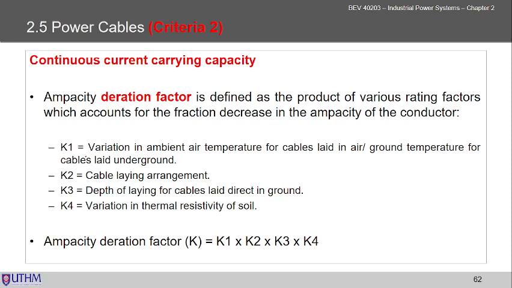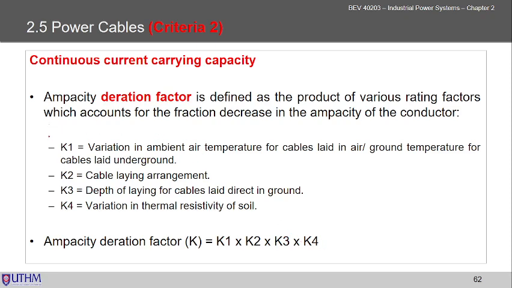Basically K1 and K2 are applicable for all installations, including in air or in the ground. K3 and K4 are purposely for in ground only. So if we lay or install our cable in air, we don't need to go up to K3 and K4. It is enough to get K1 and K2 only. So K3 and K4 will remain one only.